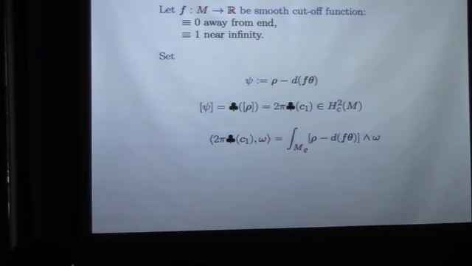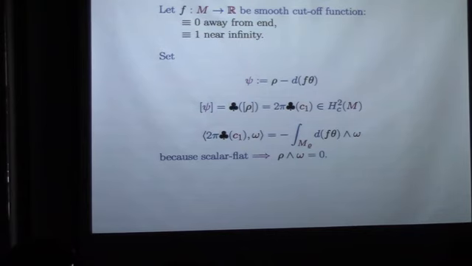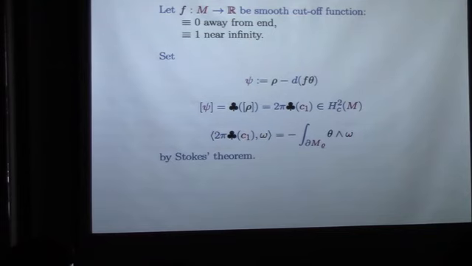And now you apply Stokes' theorem. You use the fact that it's scalar-flat. This reduces to the previous integral after a little bit of work. And so you find, at the end of the day, that the previous simplified mass formula comes down to something that's really topological. It's just the pairing of c1 with the Kähler class.